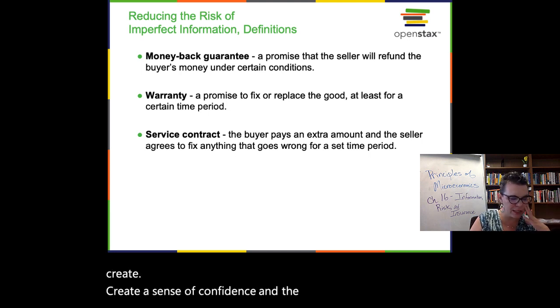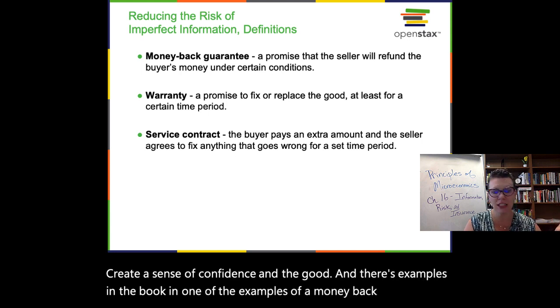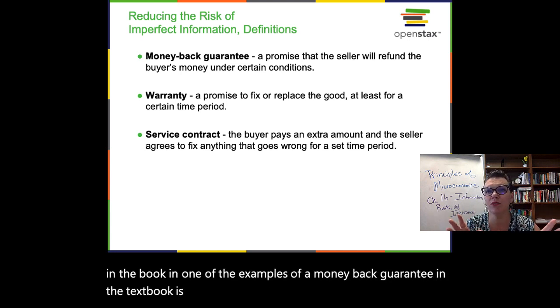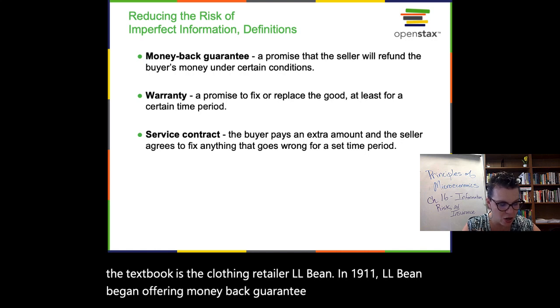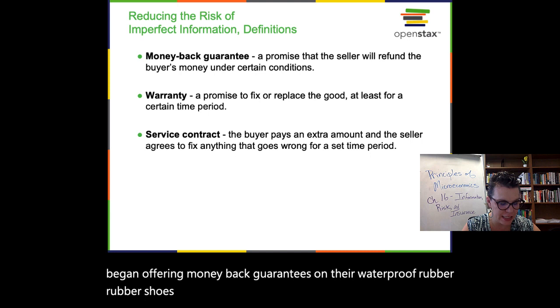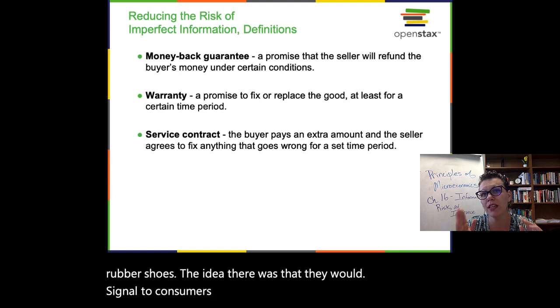And there's examples in the book. In one of the examples of a money-back guarantee in the textbook is the clothing retailer L.L. Bean. In 1911, L.L. Bean began offering money-back guarantees on their waterproof rubber shoes. The idea there was that they would signal to consumers the quality of the good with this guarantee.